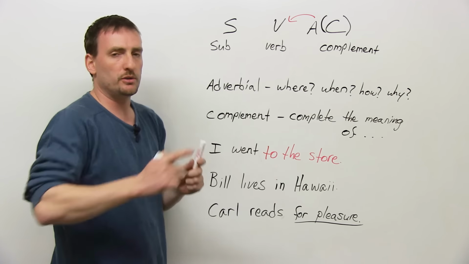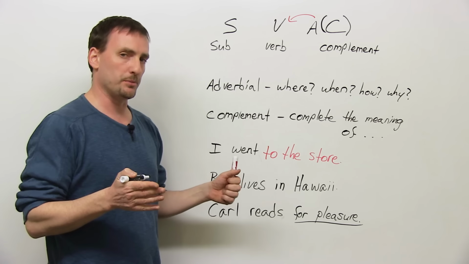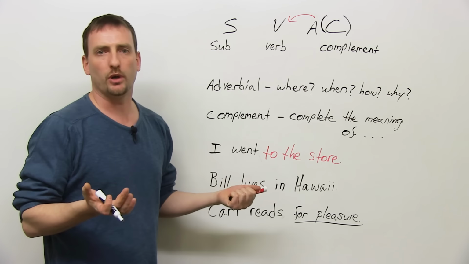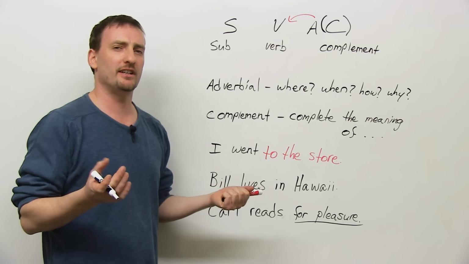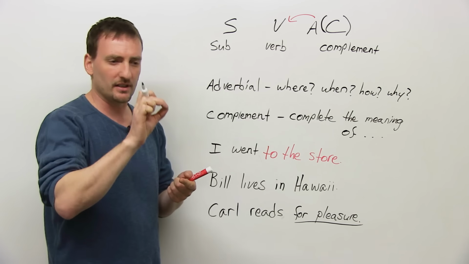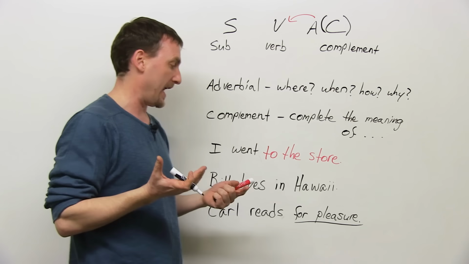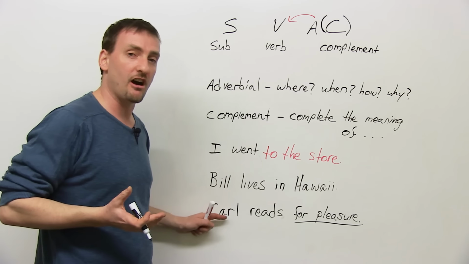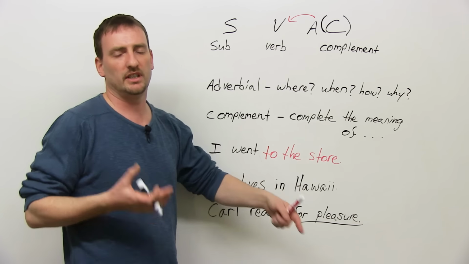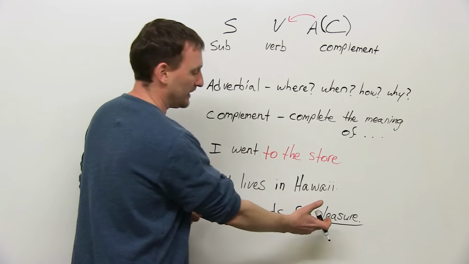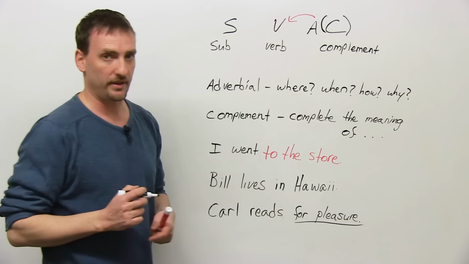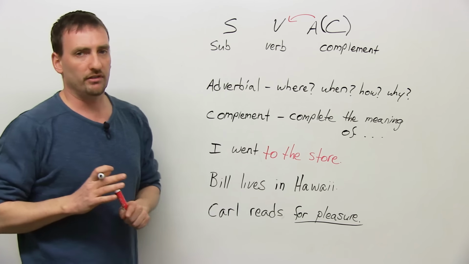He reads newspapers. He reads comic books. He reads obituaries. Do you know what an obituary is? In the newspaper, sometimes they put little notices of people who died. Some people like to read these things. I don't know why, but some people do. But Carl, he reads for pleasure. He enjoys it. It's fun for him. But this completes the meaning of that. So there you have the three types.